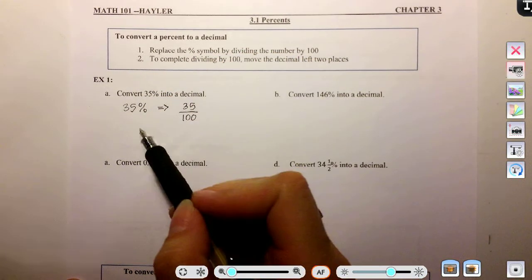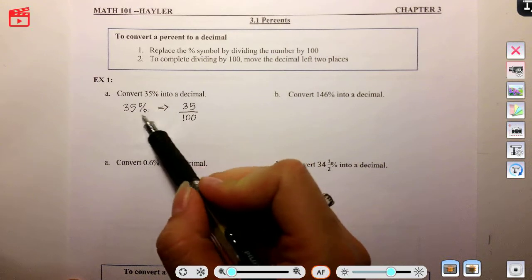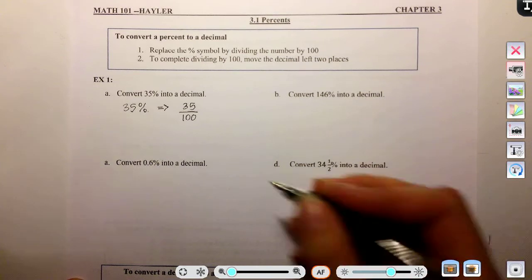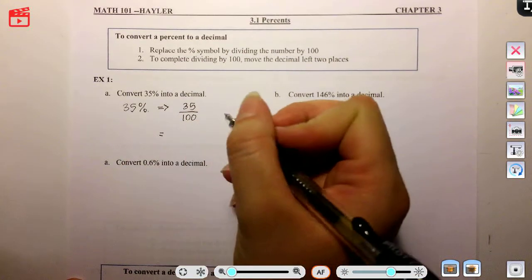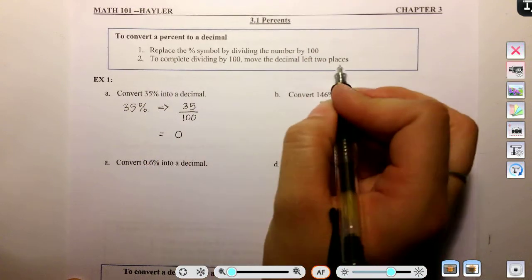Some people like to think of the percent symbol as looking kind of like 100. There's the 1 and the 2 zeros. So we're just rewriting the 100 in a different form. That's a fun way of thinking of it. And then when you're dividing anything by 100, you just move the decimal place 2 places to the left.